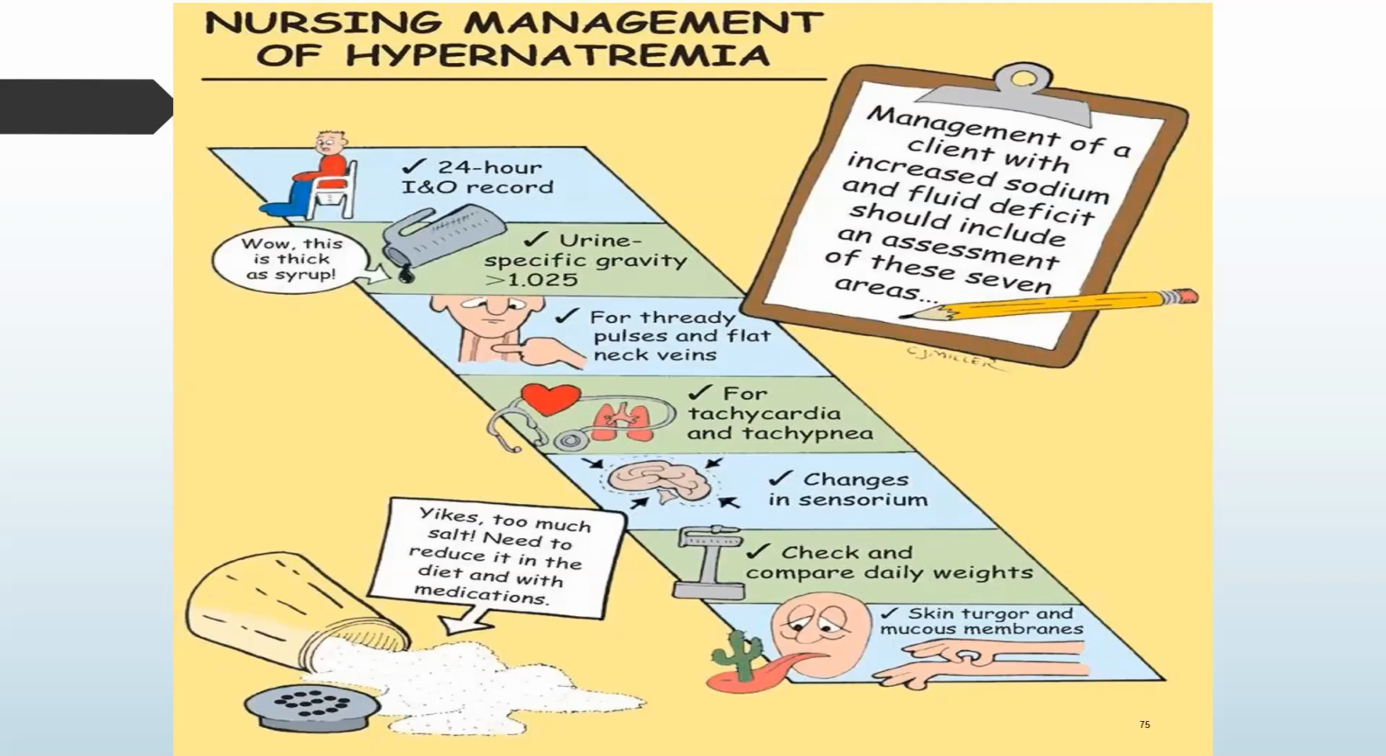Obtain the urine specific gravity. A level of 1.0025 indicates low water levels, which is the case with hypernatremia.